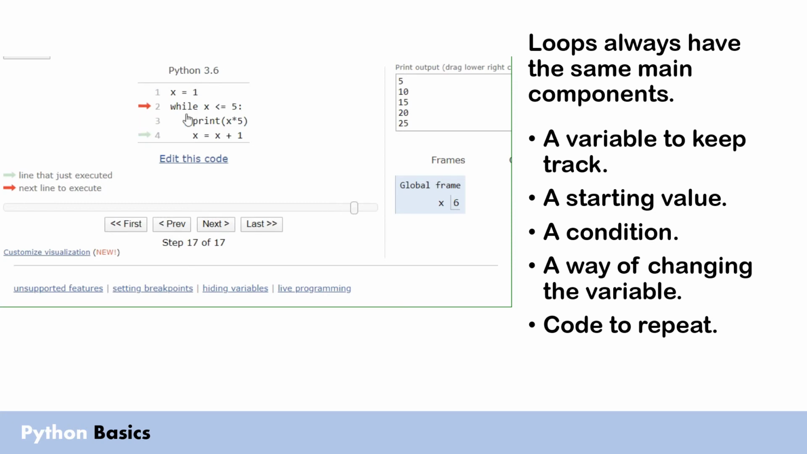Now when it gets to here, okay, X is 6. Well, 6 is no longer less than or equal to 5, so the code no longer repeats. So this is how while loops work. Okay, so it will have a starting point. It will have the thing it's going to repeat. It's going to have something which will make it get to the end point, and finally it'll have a condition which basically will say when the loop should stop.